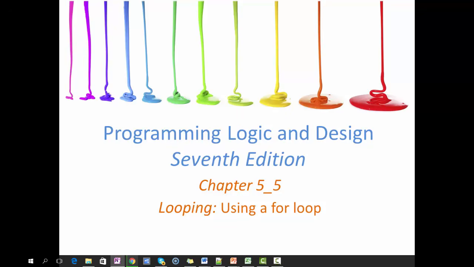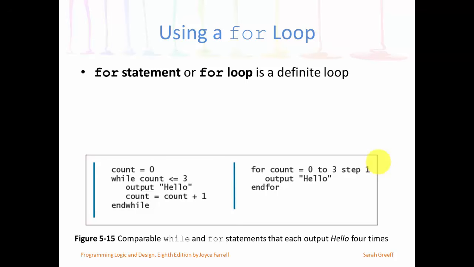Welcome back to Programming, Logic and Design. In this section, we're going to be discussing the for loop. Now, a for statement or a for loop is a definite loop. When I talk about a definite loop, it is a loop that's going to execute a definite number of times. So it can execute 3 times, 4 times. For instance, if you have a look at this example, it's going to execute exactly 4 times.